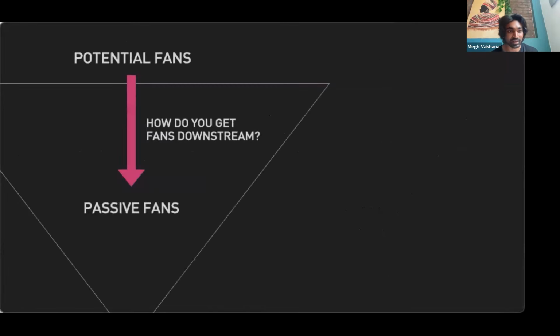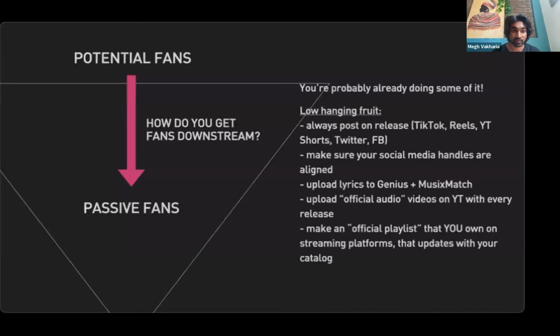Potential fans, how do you turn them into passive fans? What I mean by passive fans is I might not know about you today on Spotify, but if you engage with me in a certain way, I might discover you and start following you on Spotify, listening to you. You might not know my name, my email, my location, but at least I am part of your net and passively engaging with you. So you're probably already doing a lot of the stuff to reach potential fans and passive fans. It's part of the game, right?